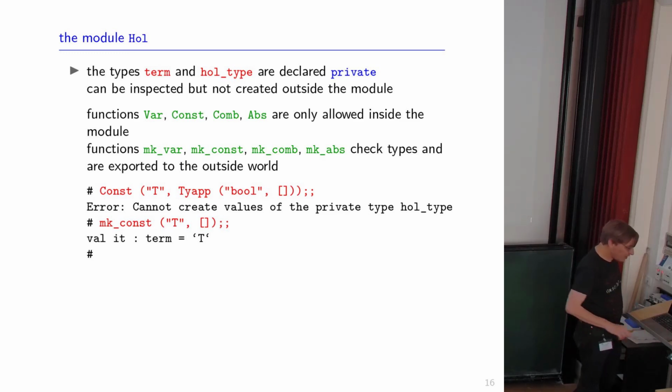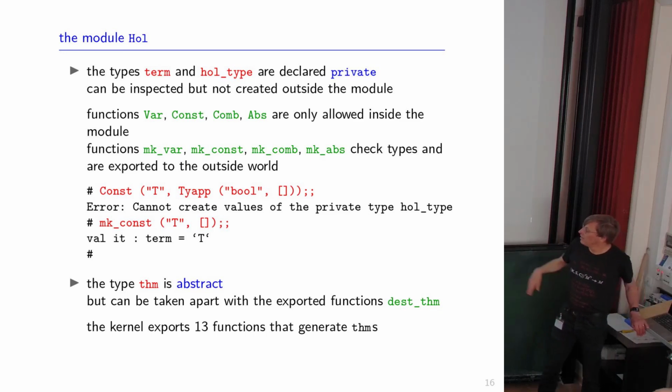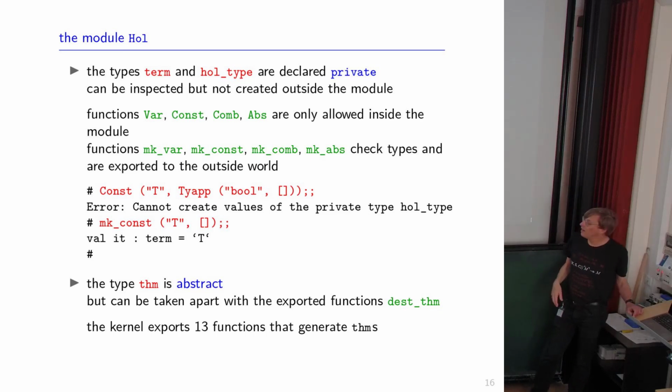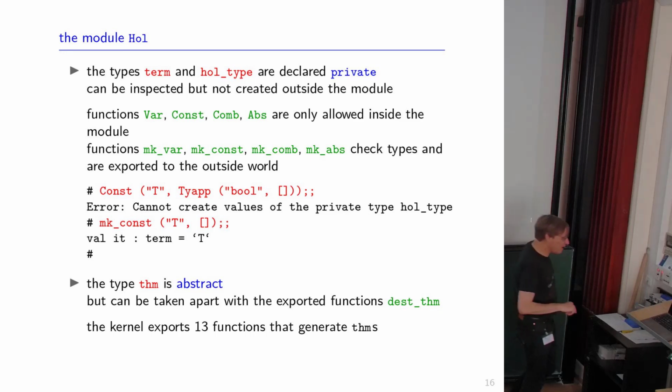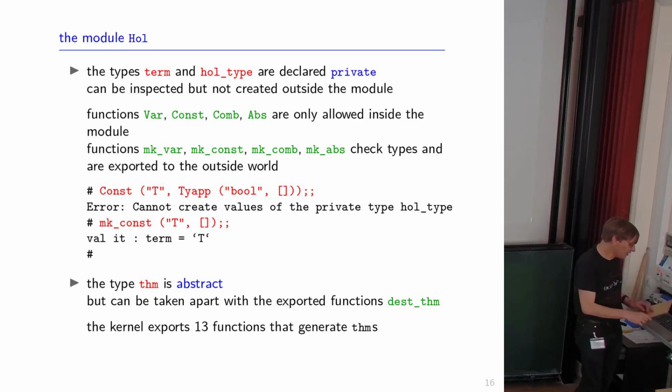The thm type is not private, it could have been private, but it's abstract. You don't know what it is. It's an abstract data type. There's a function, dest theorem, that really allows you to take it apart, to get the assumption list and the conclusion, but that's not how it's implemented. And the only way to get things in this data type is by certain functions that the kernel exports. Just like make var, make const, make comb, and make abs that are exported, there are functions.